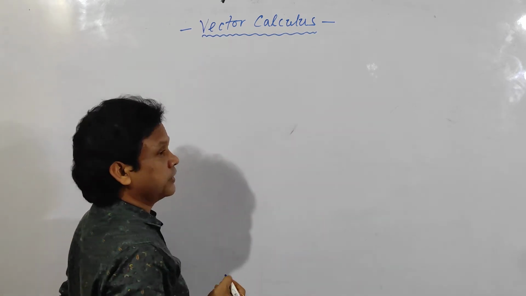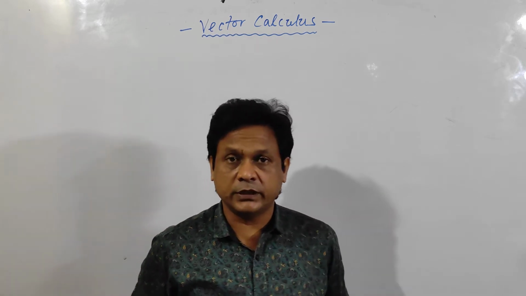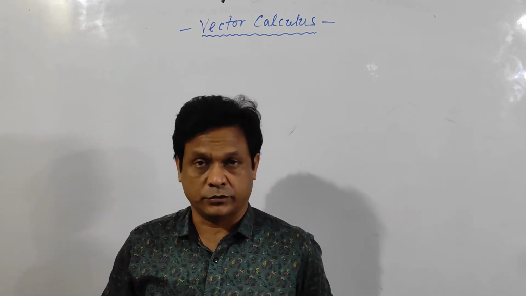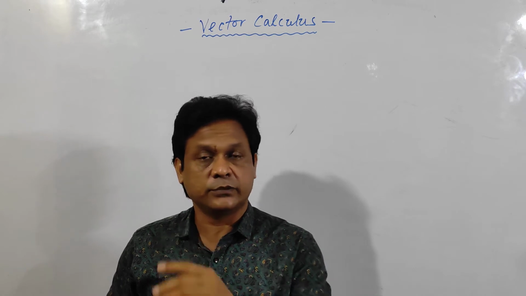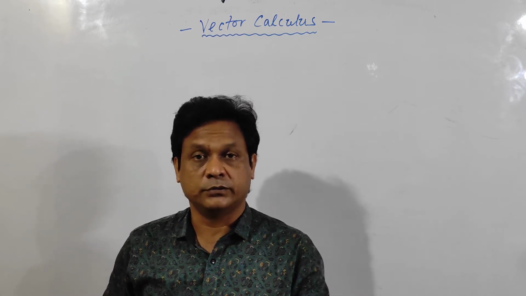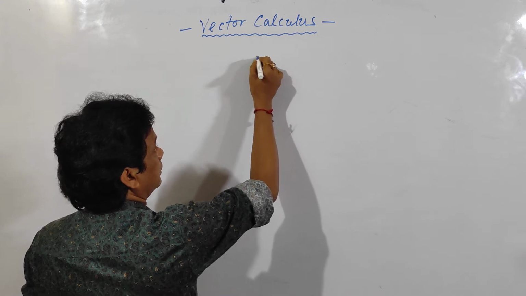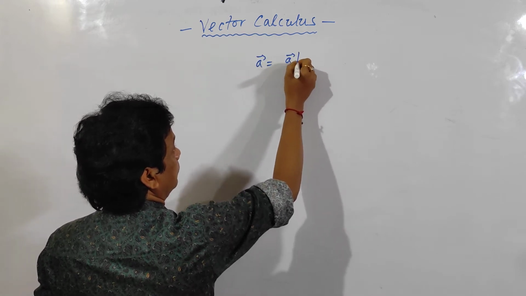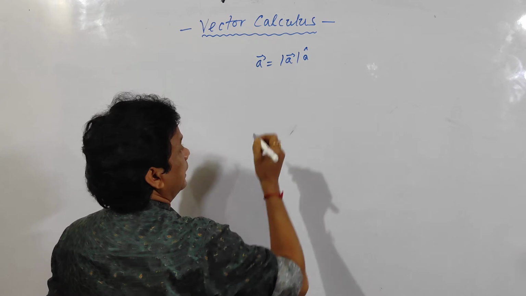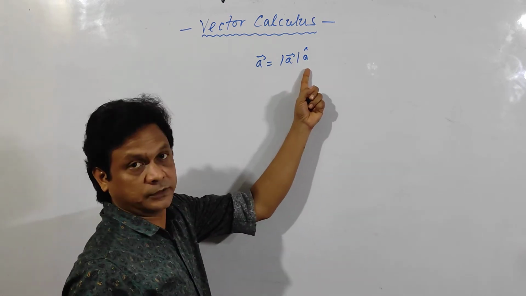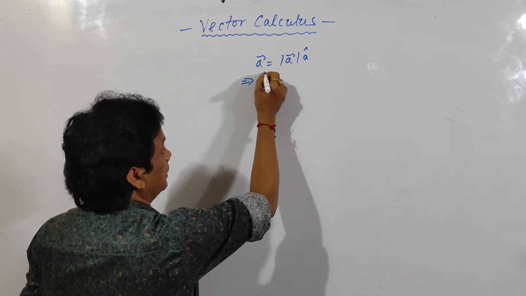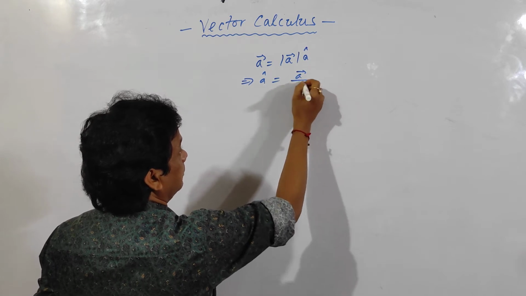What is a vector quantity? A vector quantity is a quantity which has both direction and magnitude, and a scalar quantity is a quantity which has only magnitude. Already you know a vector a can be written as the magnitude of a times a cap, and a cap is the unit vector along a vector, which can be written as a vector divided by a vector mod.